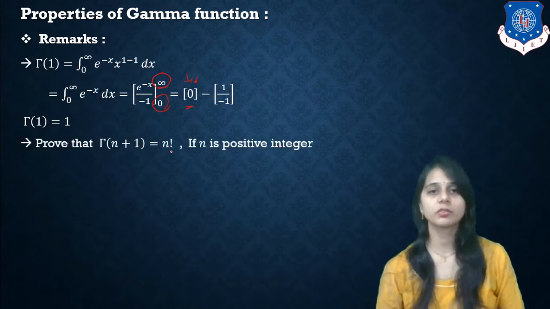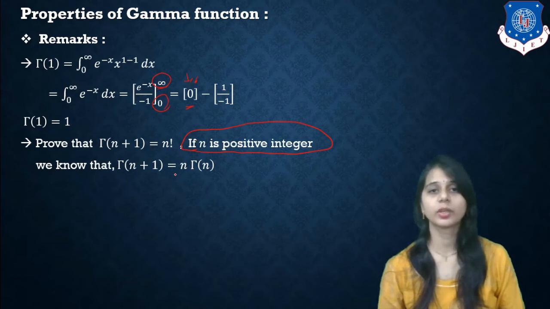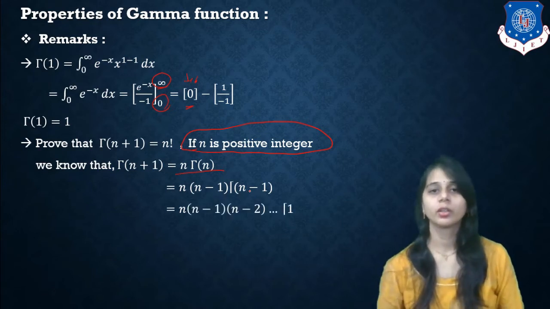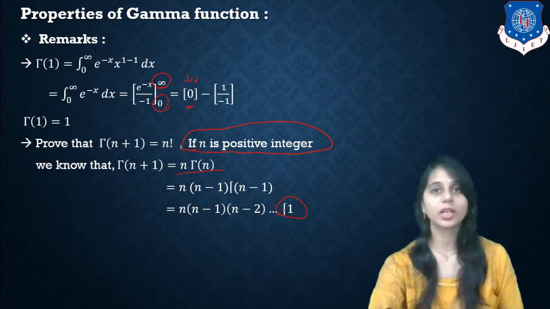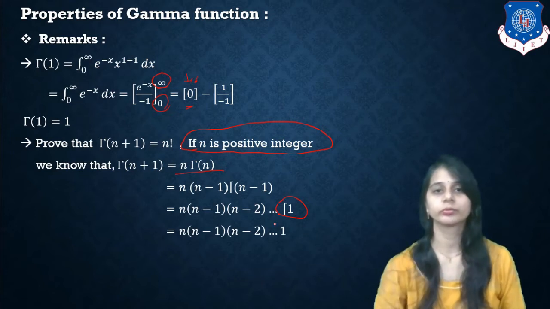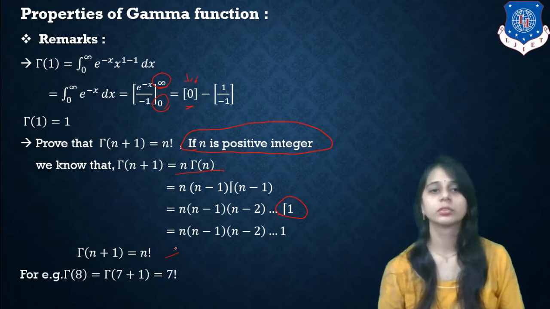Prove that gamma n plus 1 equals n factorial, where n is a positive integer. We know that gamma n plus 1 equals n gamma n. So what is n gamma n? It is n minus 1 gamma n minus 1. Now if we expand the series, it is n, n minus 1, n minus 2, up to gamma 1, so it is n, n minus 1, n minus 2, up to 1. So gamma n plus 1 equals n factorial. Example, gamma 8 equals gamma 7 plus 1, which is 7 factorial.